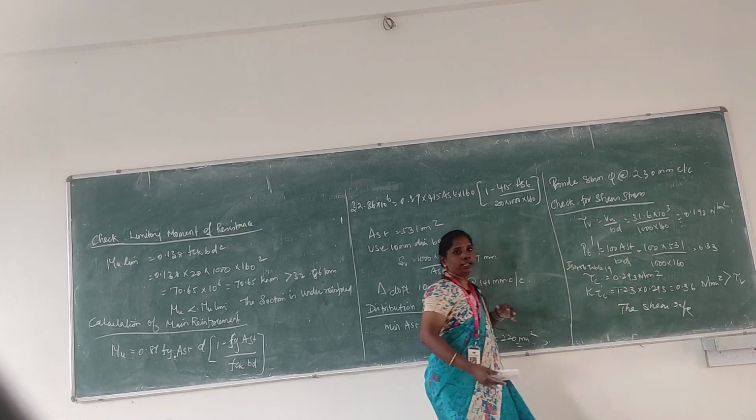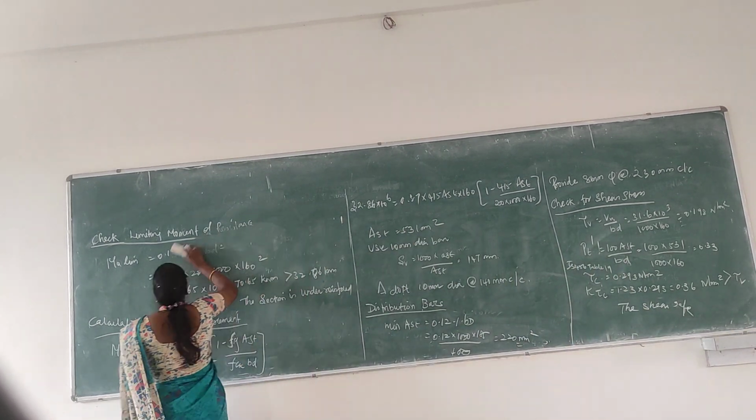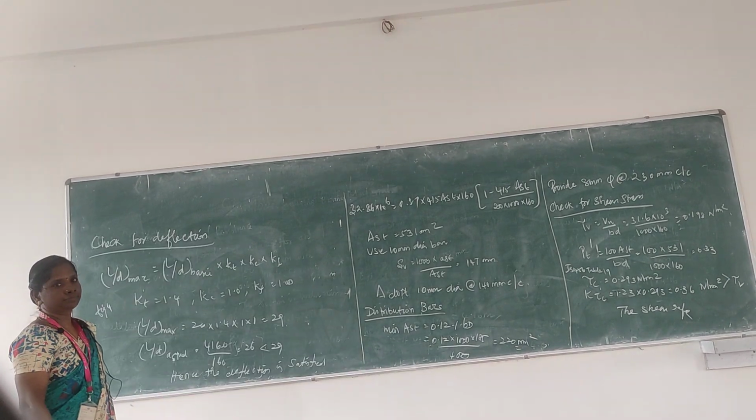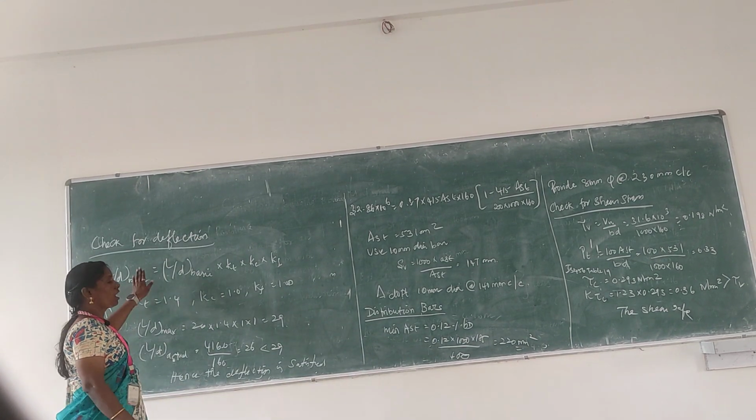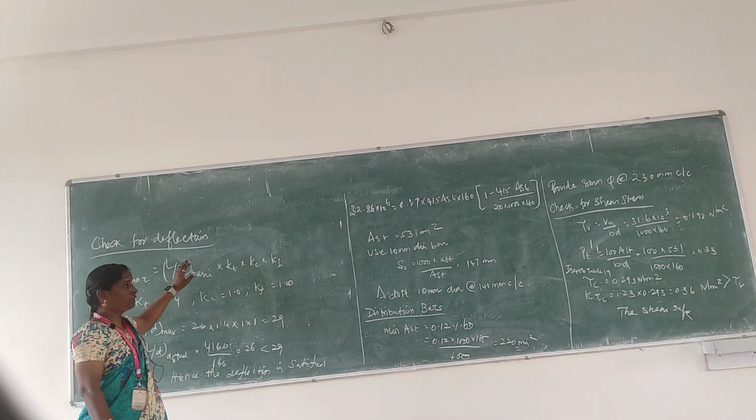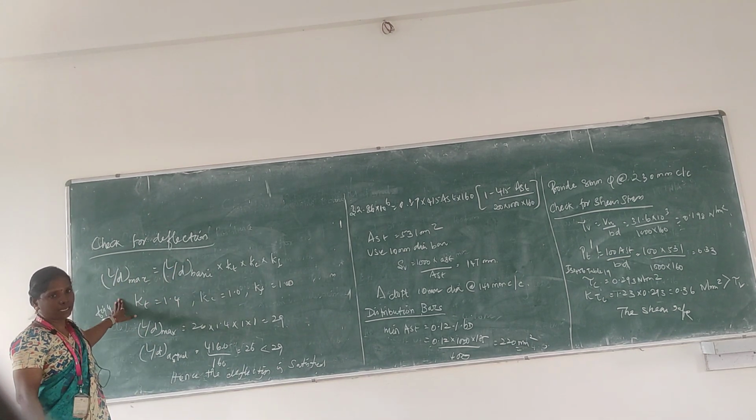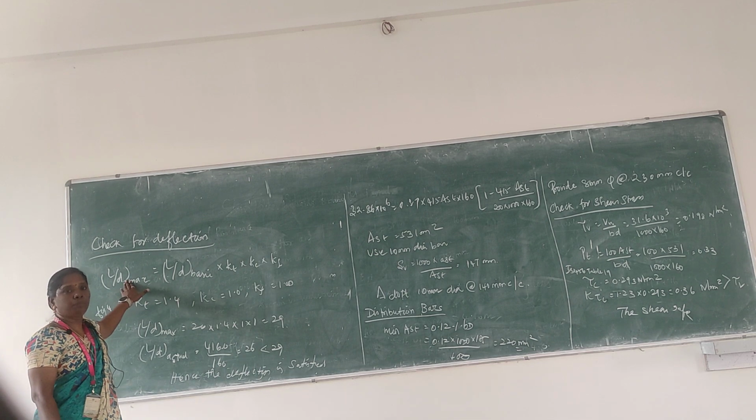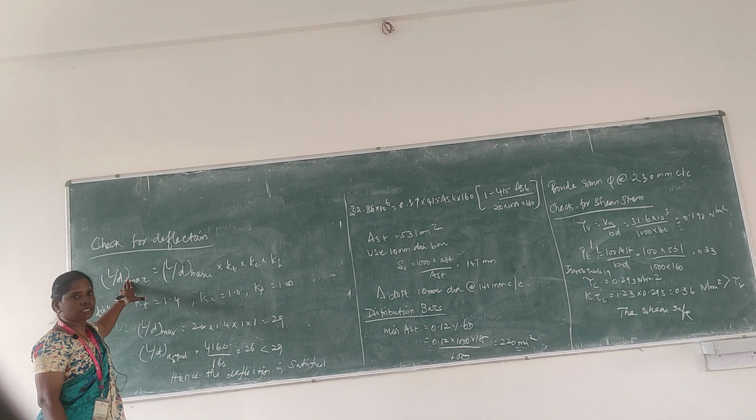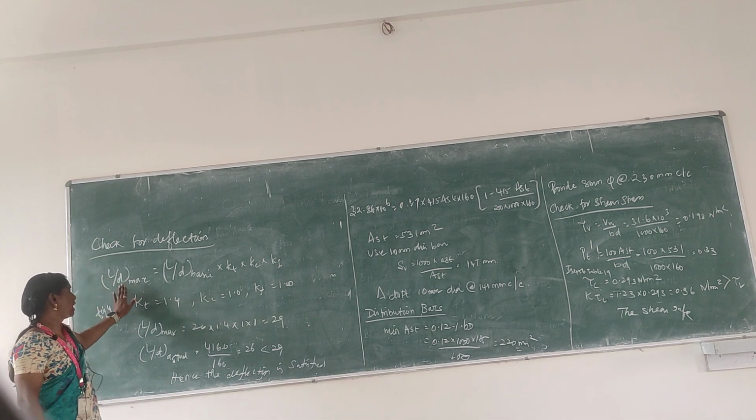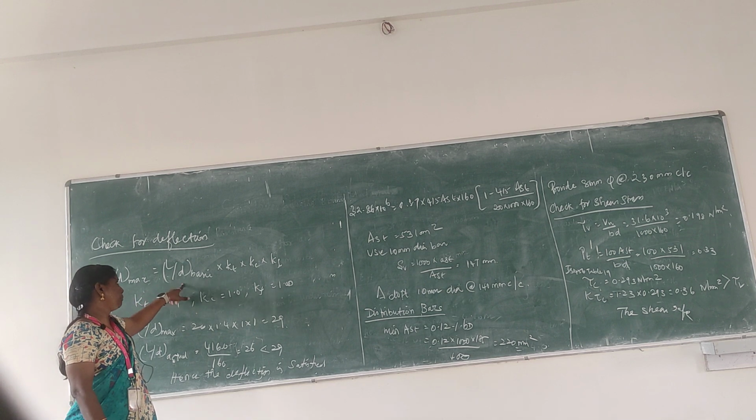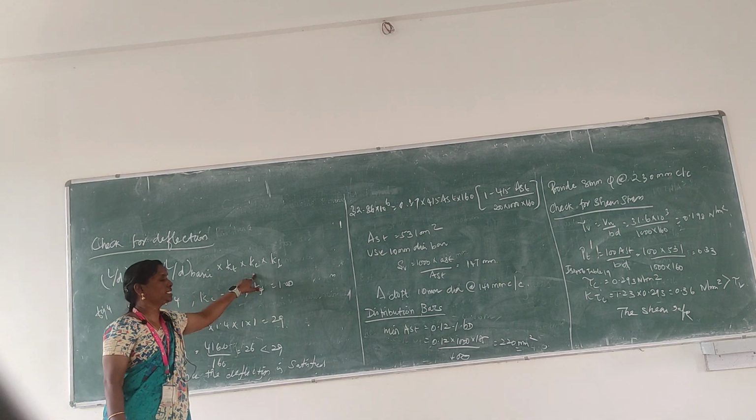Next, we go for deflection. So, what is the deflection? The last step in this problem is the check for deflection. For deflection, we have to calculate L by d max and L by d actual. If L by d max is greater than L by d actual, then the deflection is okay. Now, let us see the L by d maximum. L by d maximum is L by d basic into KT into KC into KF.